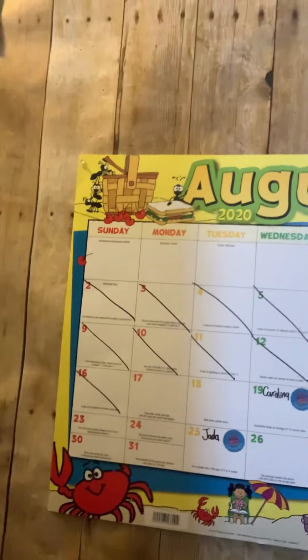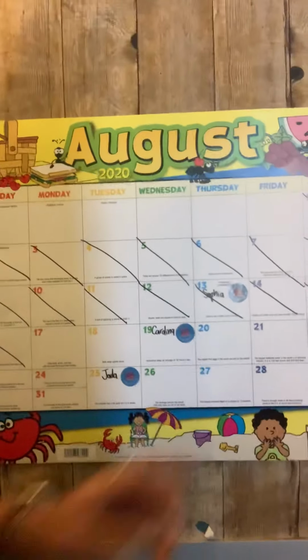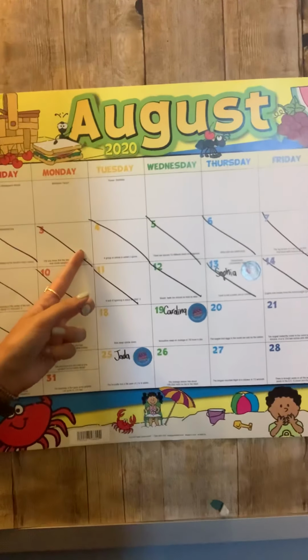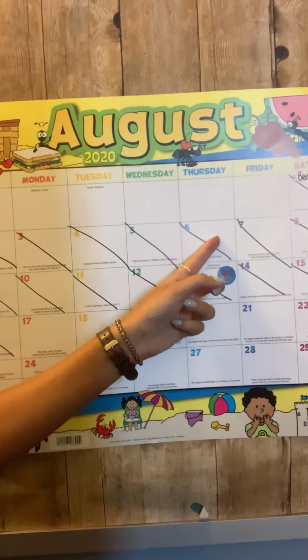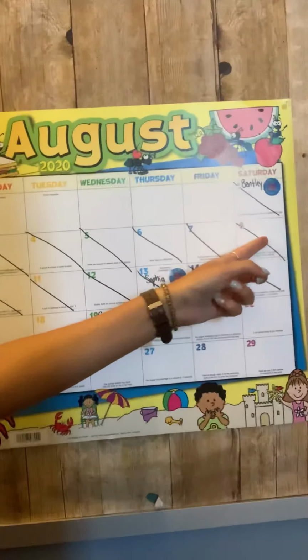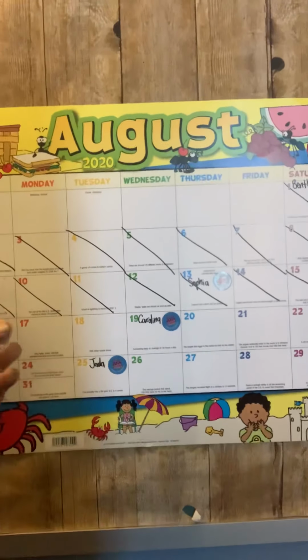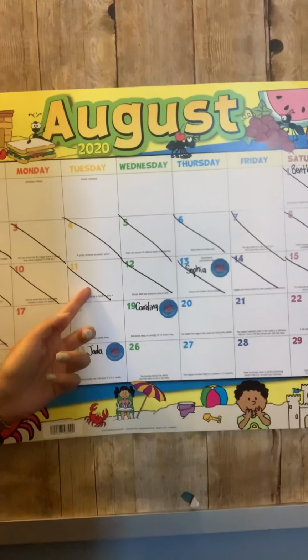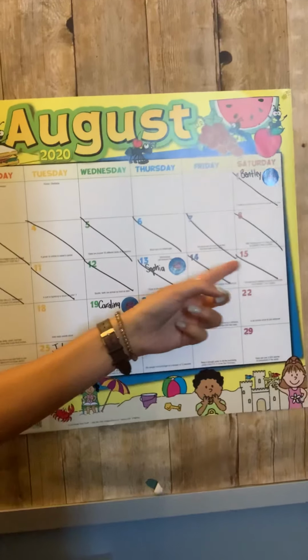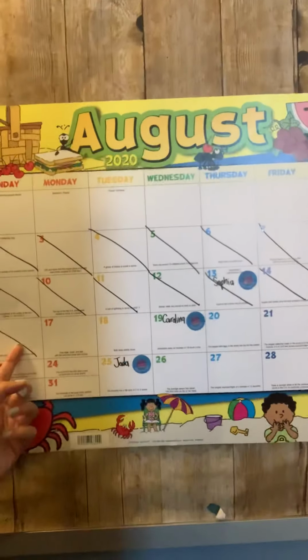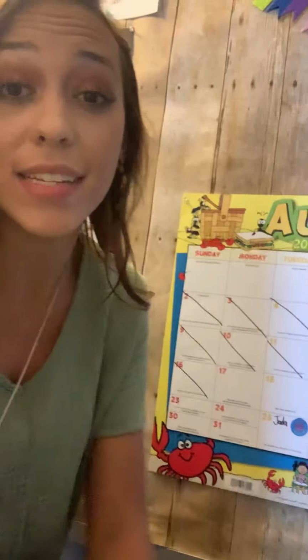Now, let's count the days that we've had in August so far. Ready? Count with me. 1, 2, 3, 4, 5, 6, 7, 8, 9, 10, 11, 12, 13, 14, 15, 16, 17. So today is Monday, August the 17th.